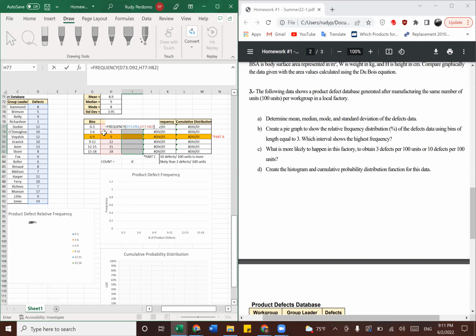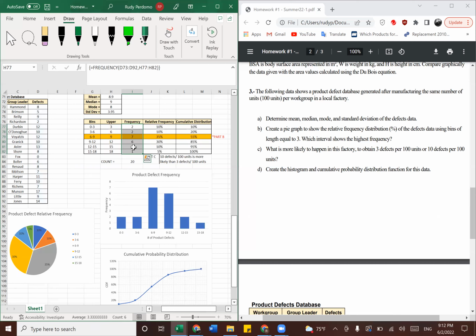So now based on the upper limit, it's going to determine the frequency of each bin. So it's going to go what's between 0 and 3, and then what's between 0 and 6, and then subtract that from what's between 0 and 3, and then it's going to give you what's between 3 and 6, and so on. So now since the frequency gives you an array, you could go Control Shift Enter, and now it gives you the frequencies for each bin.